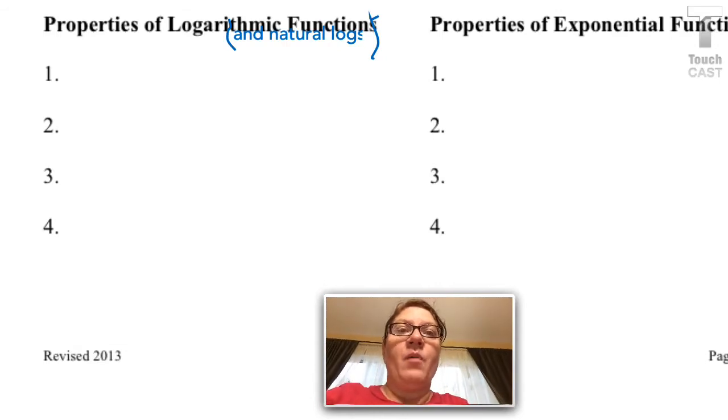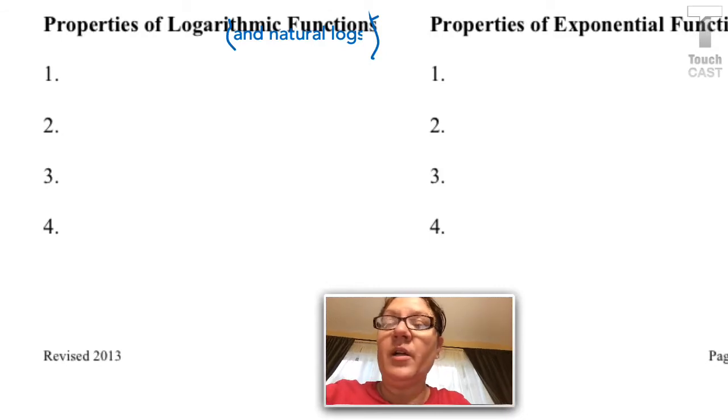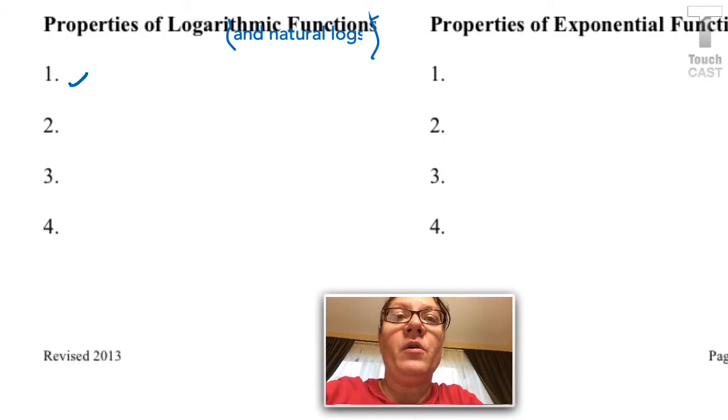Okay, so properties of logarithms, and this also applies, of course, to natural logs. You may or may not remember. So, natural log of 1 is 0.